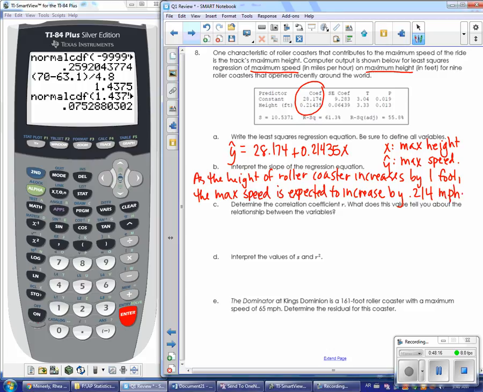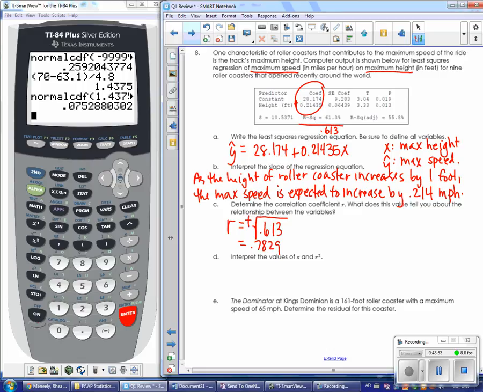Okay, and letter C, it says to determine the correlation coefficient and then to describe what this value tells you about the relationship between the variables. So the correlation coefficient I can calculate by taking the square root of r squared. But I have to remember with r squared, that's written as a percentage, so I have to change it to a decimal. So I'm taking the square root of 0.613. I do want to do a quick check, though, of my slope to make sure that my correlation coefficient and my slope are the same sign. And since my slope is positive, my correlation coefficient is going to be positive. And when I take the square root of that, I get 0.7829.